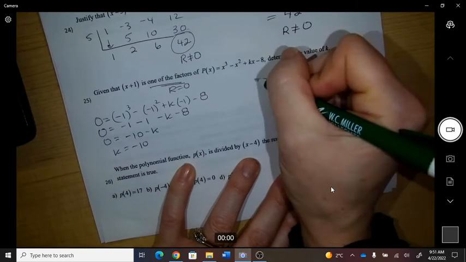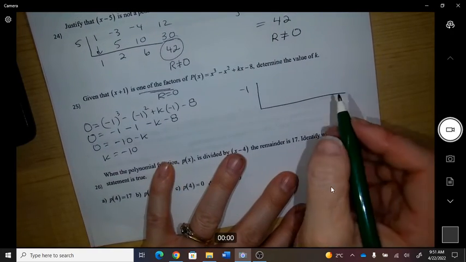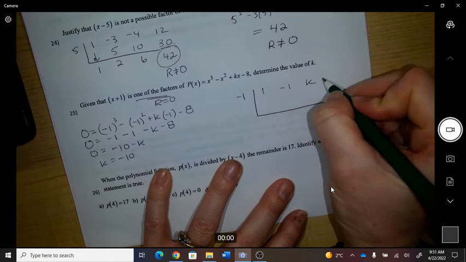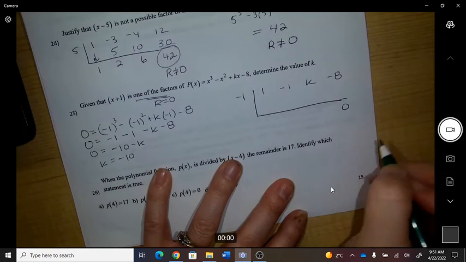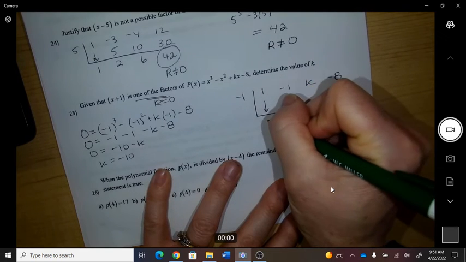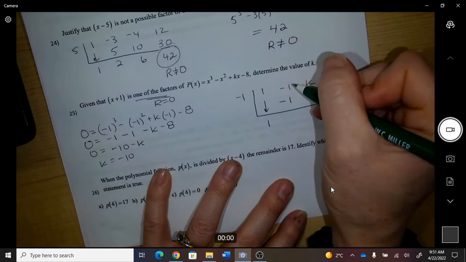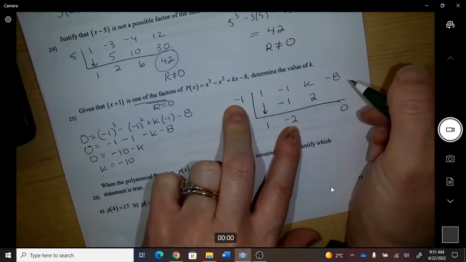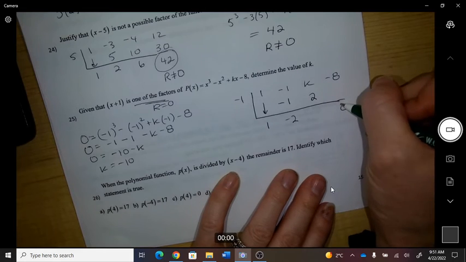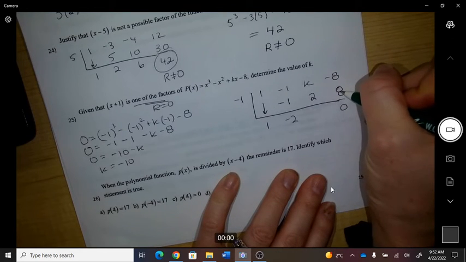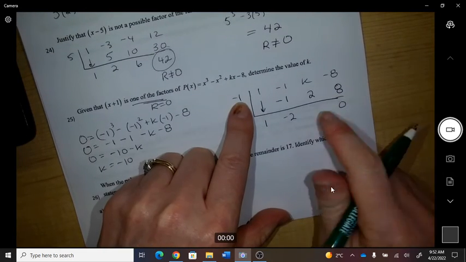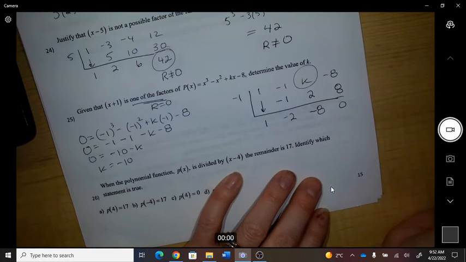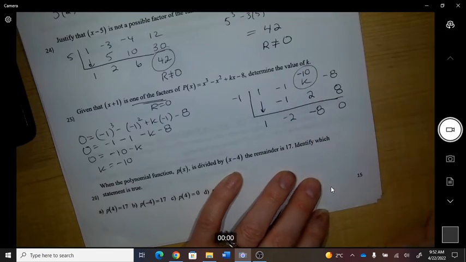Synthetic division way, you could go with a -1 on the outside, and then this would be a 1, -1, a k, and a -8. The remainder was 0. Bring this down 1, -1, add, multiply. Can't go any further there, so this, I'm going to go here, is an 8. So what multiplier do I need here? -8. Therefore, what do I need in that position? A -10.